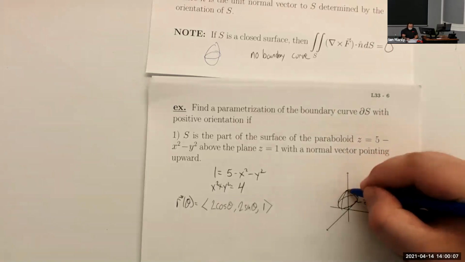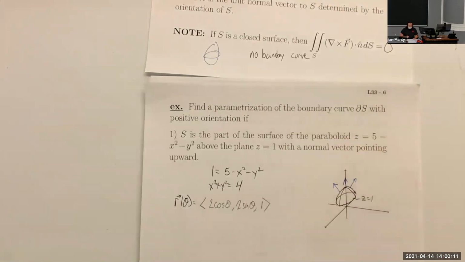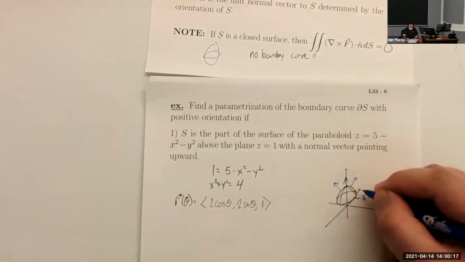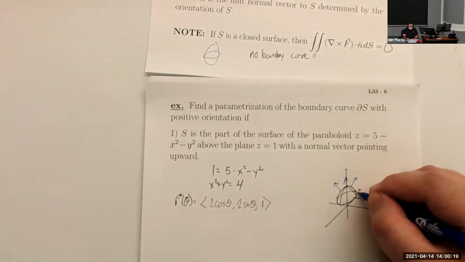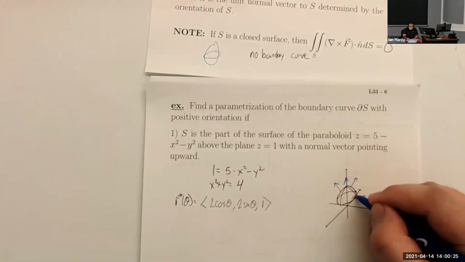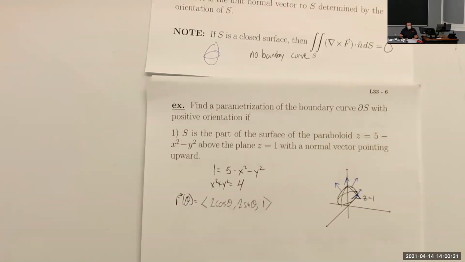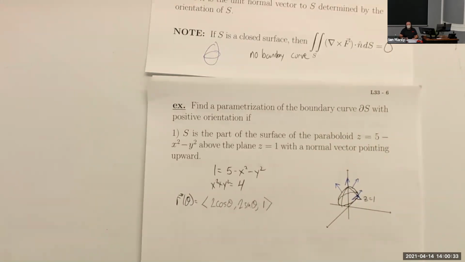So our normal vectors will look something like this to our surface. All right, so remember what we're supposed to do here. If we're going in the direction of the normal vector, let's say we're a little person as tall as this normal vector and we're walking around, our surface will be on the left if we go around this circle in a counterclockwise manner. So in order for this to be positively oriented, we need to go around the circle counterclockwise.